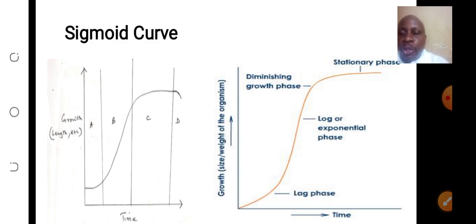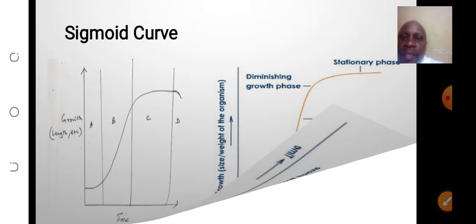So I've said position A, we call it lag phase. Lag. Sometimes we're told, stop lagging behind, meaning stop slowing behind. So lag phase is characterized by slow growth rate. Then we have exponential phase or log phase. Here the growth rate occurs very fast. Then we have part C, decelerating phase. And then part D, we have the stationary phase or what we call plateau phase. Let us have the text.